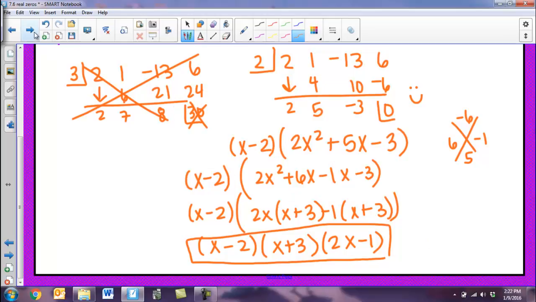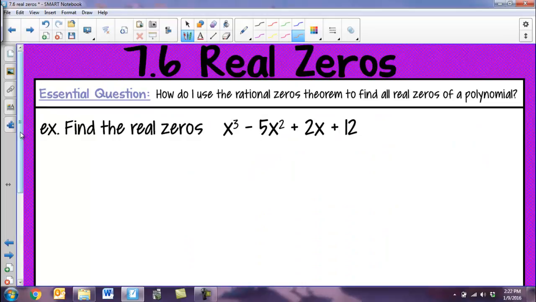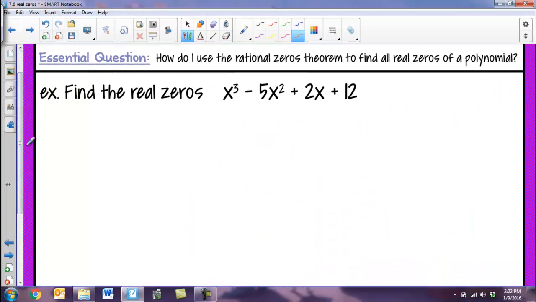Okay, let's do one more example of this theorem. What we want to find are the real zeros of this polynomial. The first thing we always try to do is factor it. And of course, this doesn't look like it's going to factor nicely, so I'm going to have to use my rational zeros theorem to think about possible factors before I can even get that far. So I'm going to go ahead and list out my p, which is my factors of 12.